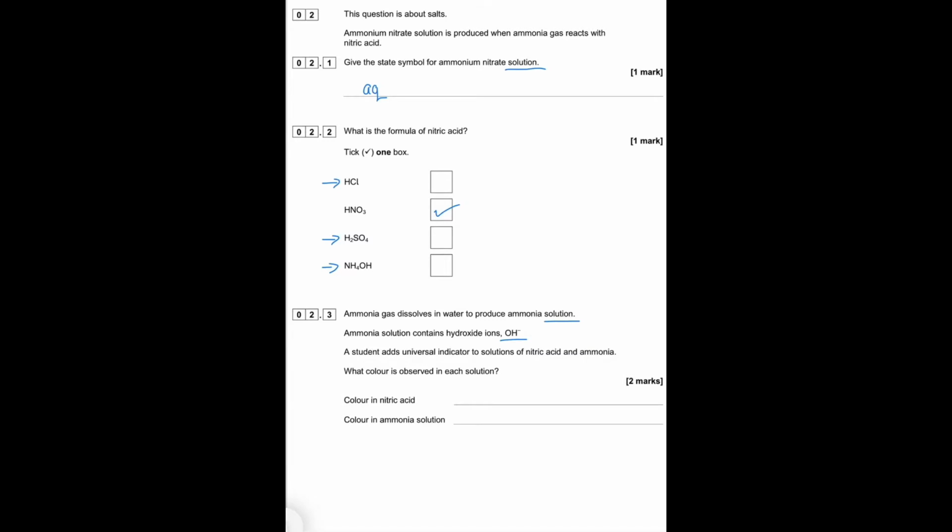A student adds universal indicator to solutions of nitric acid and ammonia. What colour is observed in each? Now, if we look at the first one, this one here is an acid, so the colour we should observe is red. We'd probably accept an answer of orange or yellow here for weaker acids. For the colour of ammonium solution, now ammonium solution is an alkali, therefore we would observe a colour of purple, and again different shades of blue or dark blue should be accepted here also.